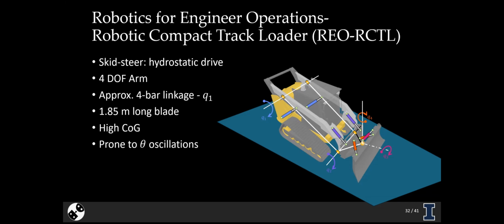Essentially, the system is a compact track loader, so it has tracks, and it drives with a skid steer. It has a skid steer based drivetrain that's powered by a hydrostatic drive system. And additionally, it has this kind of 4 degree of freedom arm. So this is the loader arm. This allows us to control the pose of the blade with respect to the terrain. This first joint here, the Q1 joint, is really an approximation of the actual kinematics of the system. In reality, this thing's a 4-bar linkage, but near the movement of operations for performing bulldozing operations, it can be approximated as a radial joint.